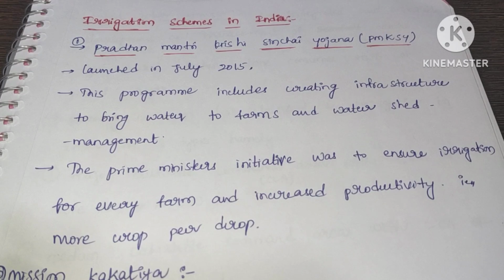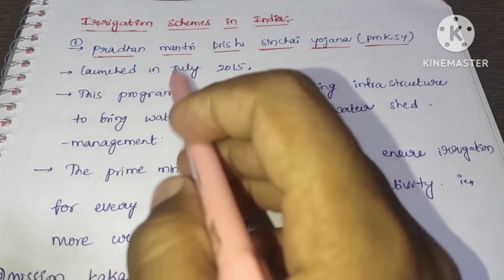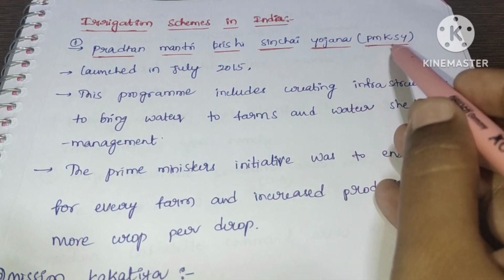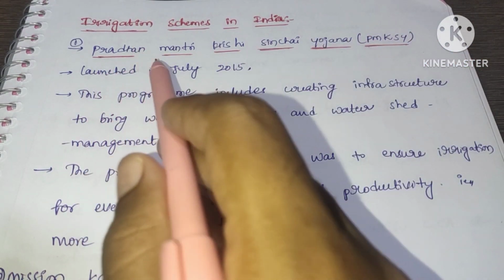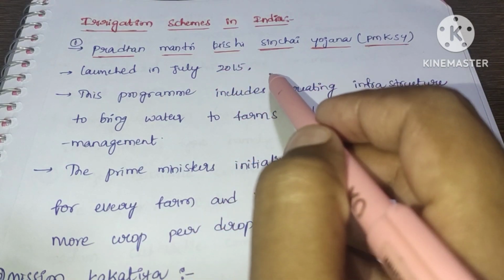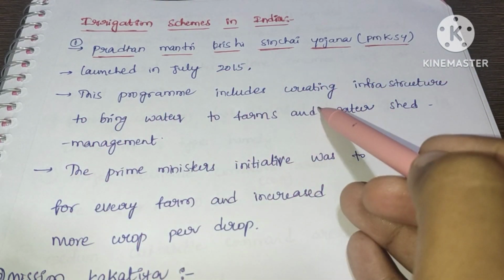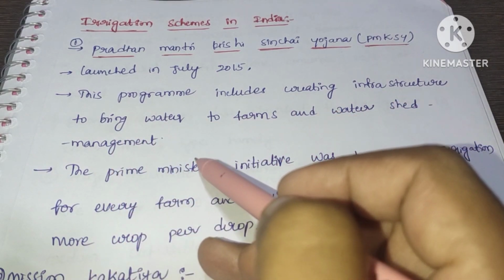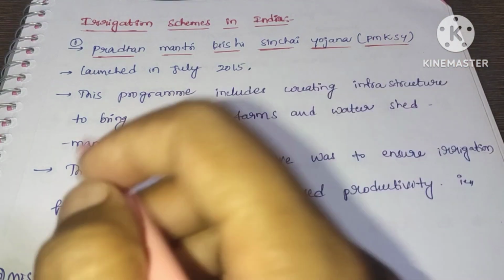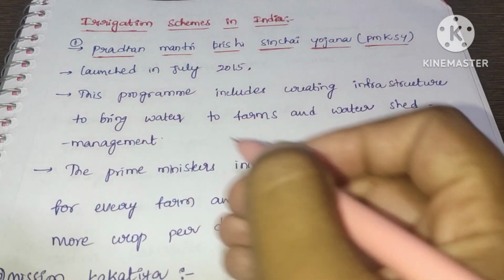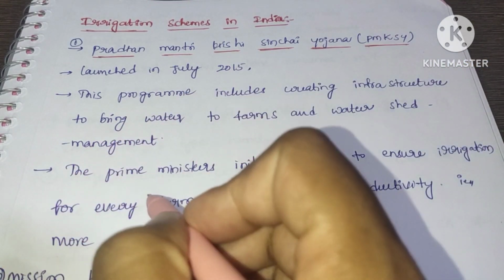Now I am going to discuss important irrigation schemes in India. The first one is Pradhan Mantri Krishi Sinchai Yojana, PMKSY. This Pradhan Mantri Krishi Sinchai Yojana was launched in July 2015. This program includes creating infrastructure to bring water to farms, and watershed management.